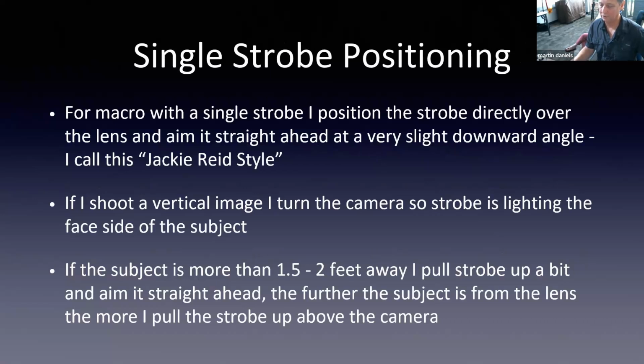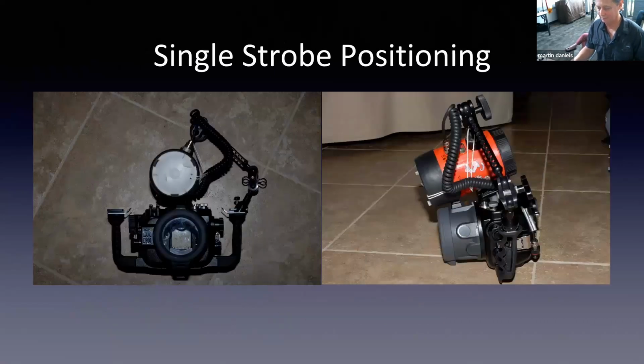So, for macro, I'll just tell you what I do here. Usually I shoot something like this, okay? If I'm using a single strobe, this is what I call Jackie Reed style. If you don't know Jackie Reed, he was a great photographer. I pretty much always do it like this, okay?